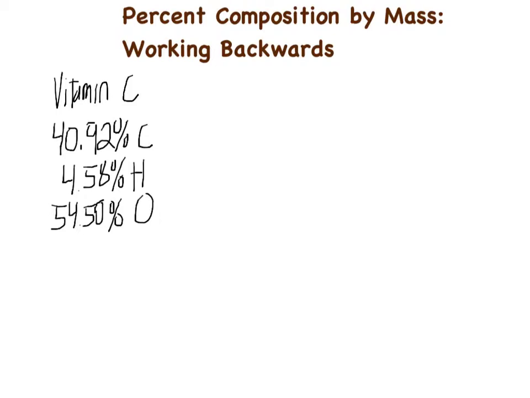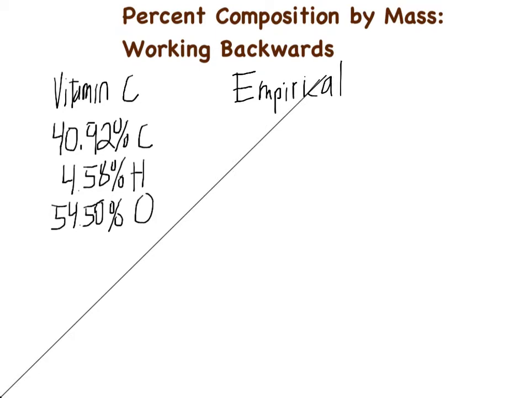So the question is, we have vitamin C, and the question says, vitamin C has 40.92% by mass of carbon, 4.58% by mass of hydrogen, and 54.50% by mass of oxygen. So all these percentages are by mass. And it wants us to find the empirical formula. So how do we find the empirical formula?